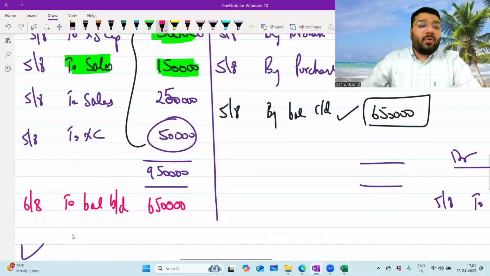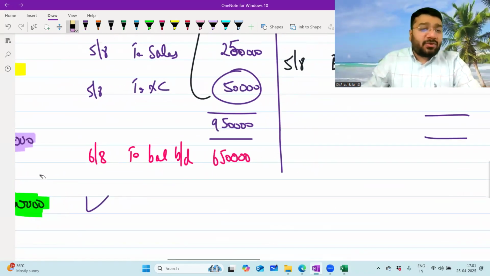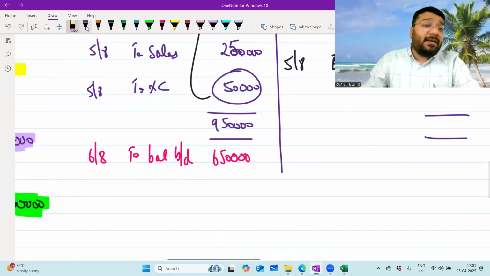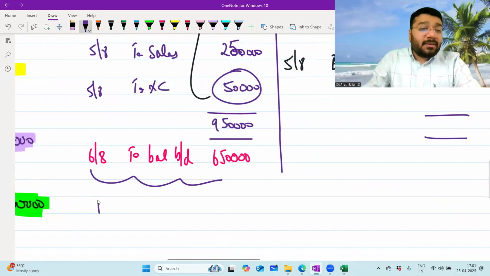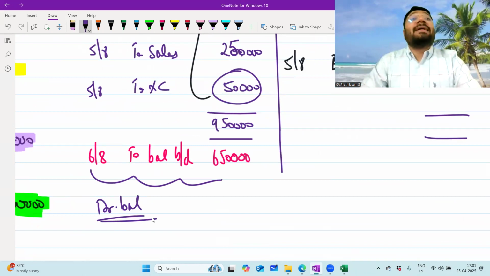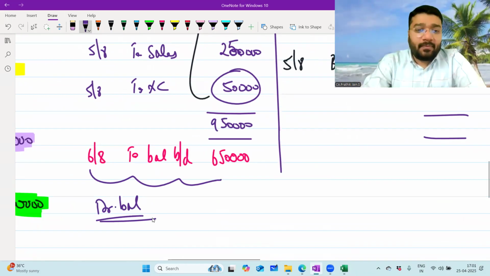Please tell me, if the balance brought down of the ledger in any account comes on the debit side, then this ledger is having what balance? Debit balance. All the ledgers having debit balance will go to the debit column of the trial balance. Any problem? Online people, any problem? No, sir. Okay.